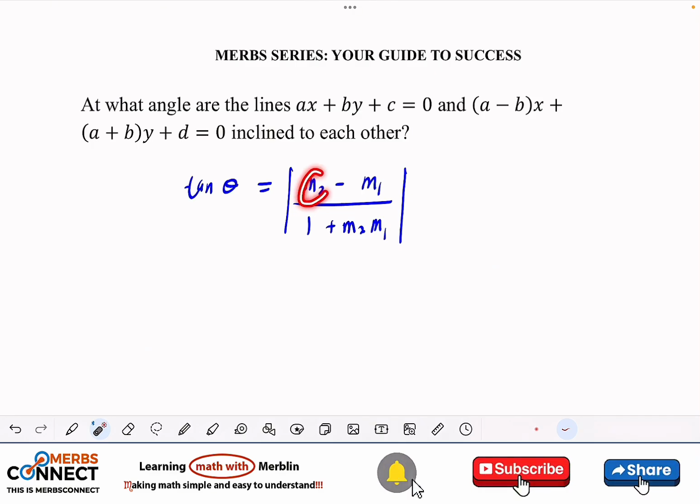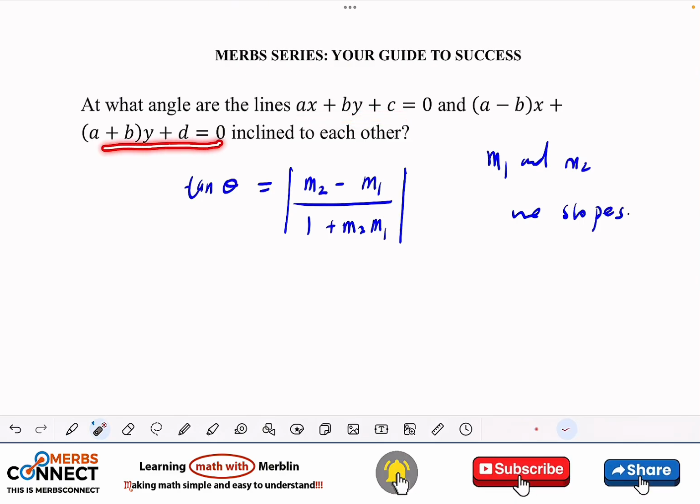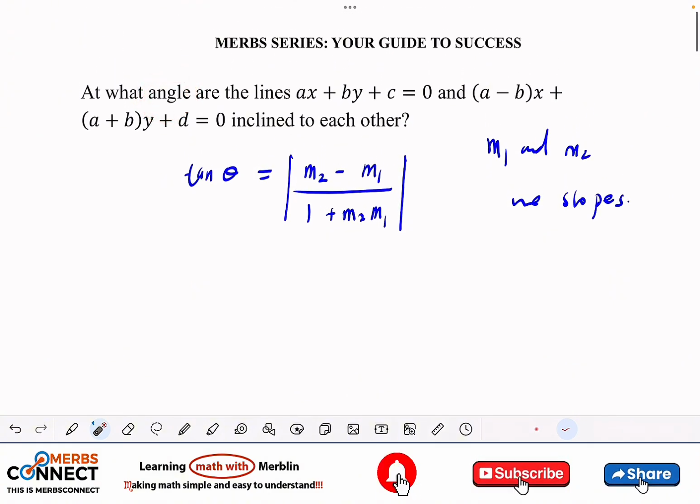Don't forget m2 and m1 are the slopes of the lines. So what we need to do is find the slope of this line and the slope of this line too, and then we plug them in here and find the angle between these two lines.